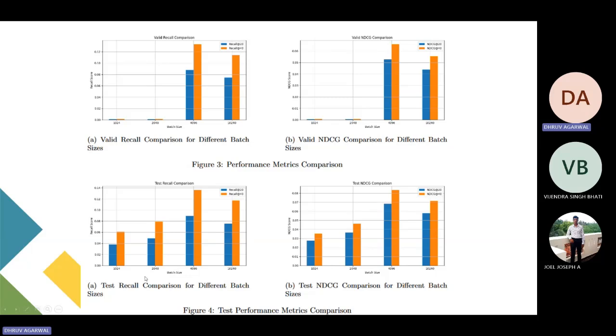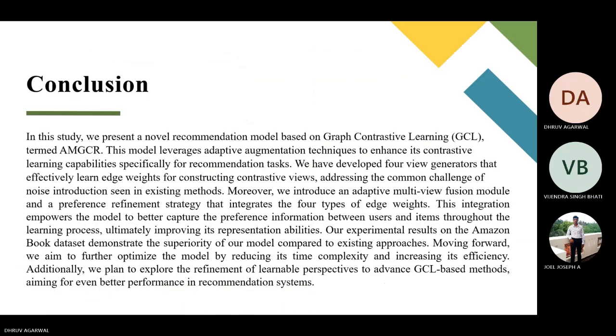And similarly, in the test case, the recall comparison for different batch sizes is as follows. Here also we obtained, for the 4096 batch size, a higher recall and NDCG score as compared to the other batch sizes. So Joel will conclude with the conclusion.